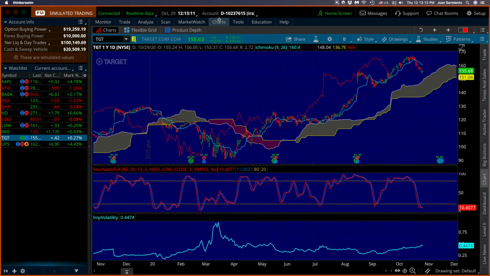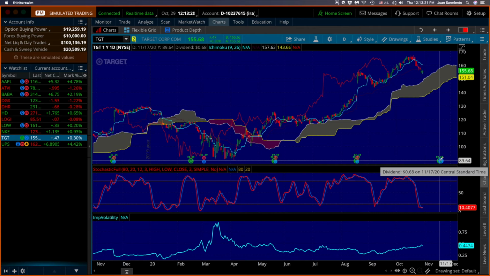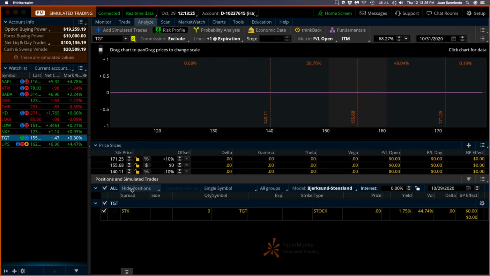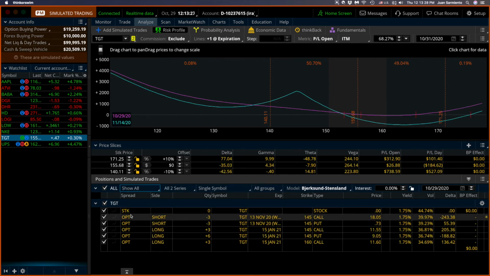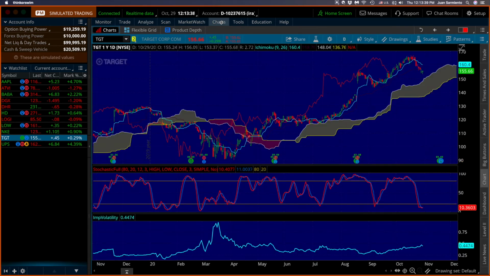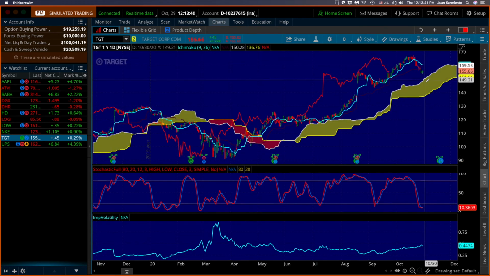TJX. It seems like at the bottom of my range here, it might bounce from the Ichimoku cloud. And there's a dividend, 68 cents. Okay, let's show it all. Okay, so here's quite a bearish trade here. 160, obviously, I rolled up my calls. I might want to roll it down again.